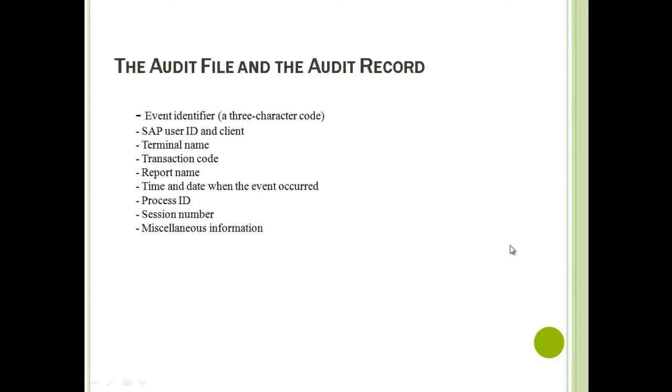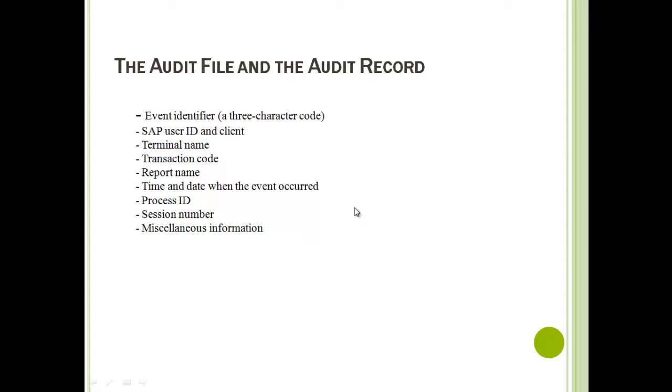Okay, the next thing we are going to see is audit fields and the audit records. What are all the audit fields we have and what are all the audit records we have? It is very important to understand this. The audit fields are located in the individual application server. So you can select audit fields on the individual application server.